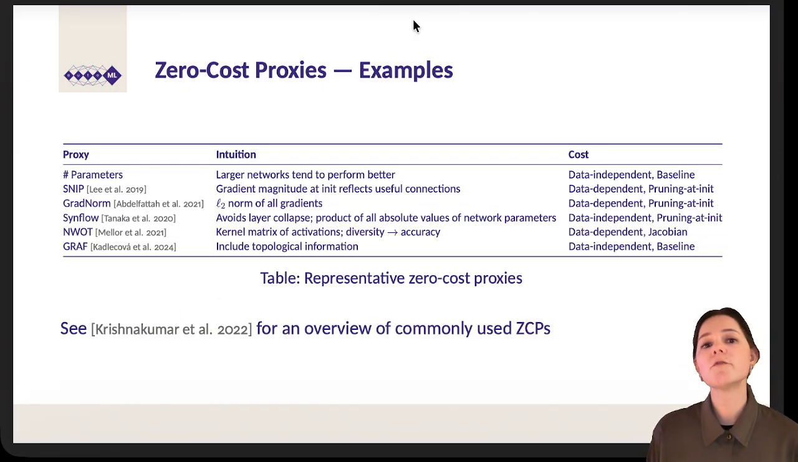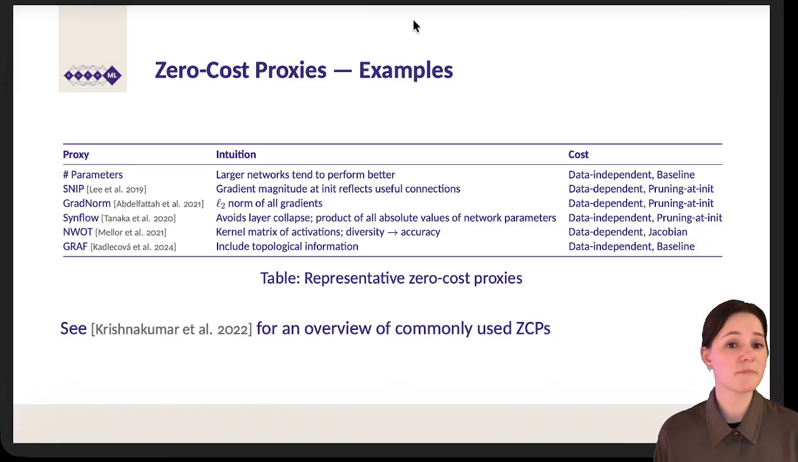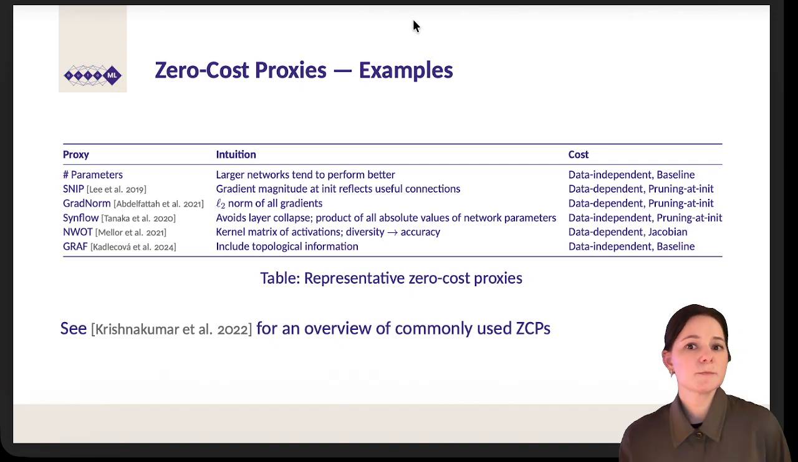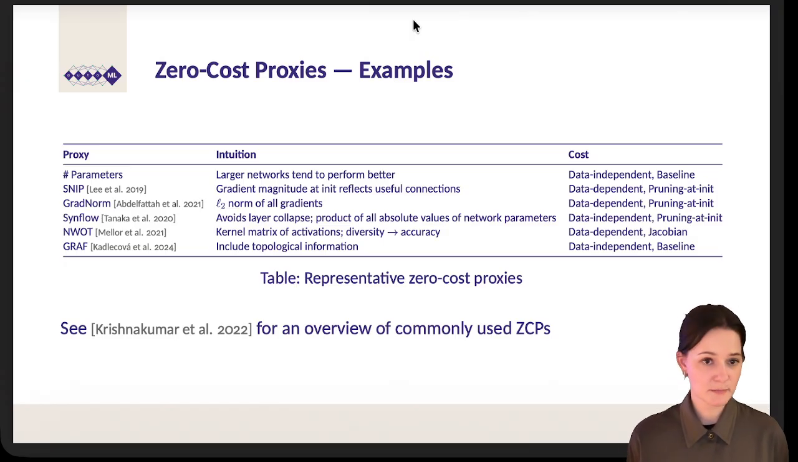Here we will give an overview of different types of proxies as examples. We can use, for example, the number of parameters, where the intuition is that larger networks tend to perform better. They are data independent and mostly used as a baseline.